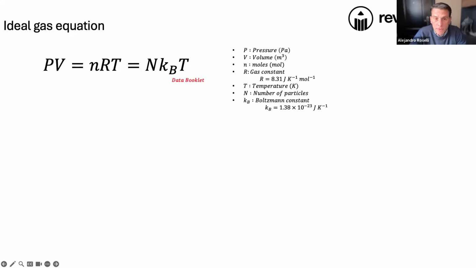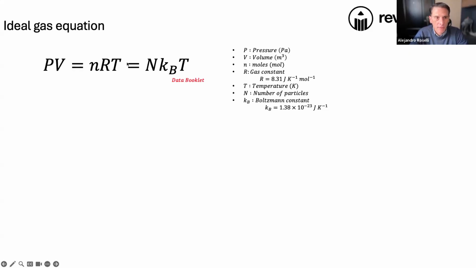For P, we have pressure, of course, measured in pascals. V is for the volume, typically measured in cubic meters, but some other units might be used. Little n is for the number of moles of gas. R is a constant, known as the gas constant, and its value can be found within the first pages of your data booklet. T is for the temperature, absolute temperature, always in Kelvin. Big N is for the number of particles.